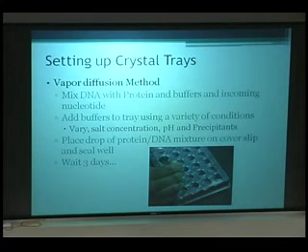This is a picture of a crystal tray. That's not any of us. We crystallize using the vapor diffusion method, where you mix the DNA with the protein and buffers and incoming nucleotide. And you add the buffers to a tray, and we did a couple of screens of a variety of conditions where we varied the salt concentration, the pH, and the precipitants. You place a drop of the protein DNA mixture on a cover slip, and then you seal the well, and you wait for 3 days to see if you get crystals.